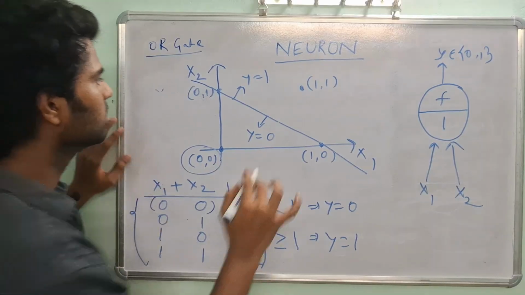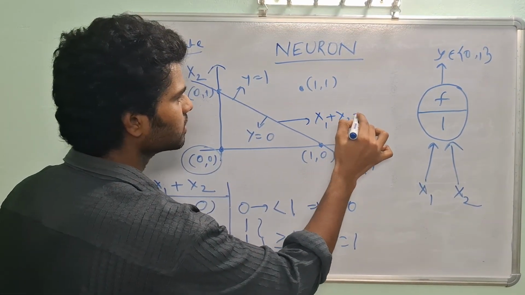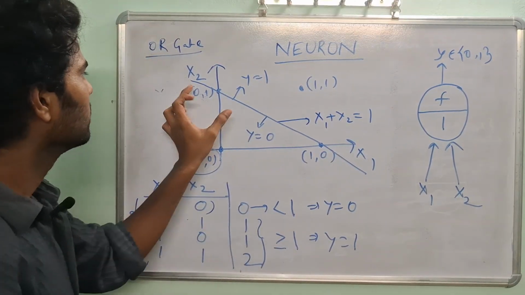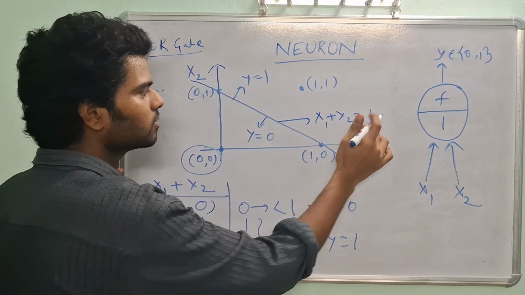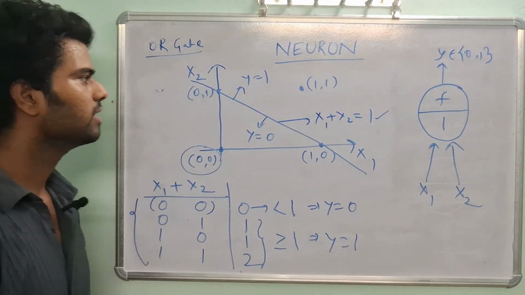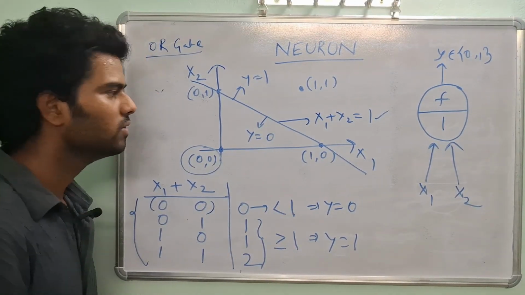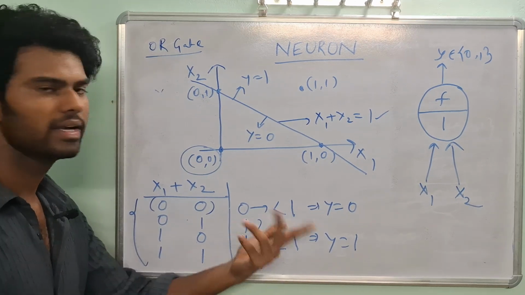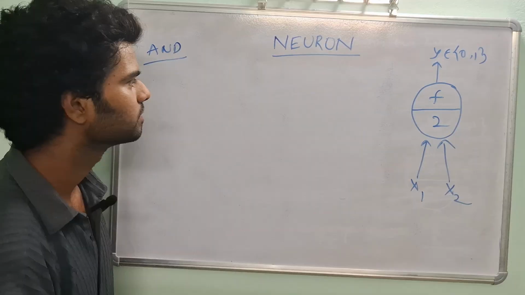So this is the line equation: x1 plus x2 is equal to 1. Whatever points are there on this line, you just substitute in this equation, and the output becomes 1 only. So this is exactly how the OR gate is working. So now we will see the AND gate also. Now we will see how the AND gate will work.